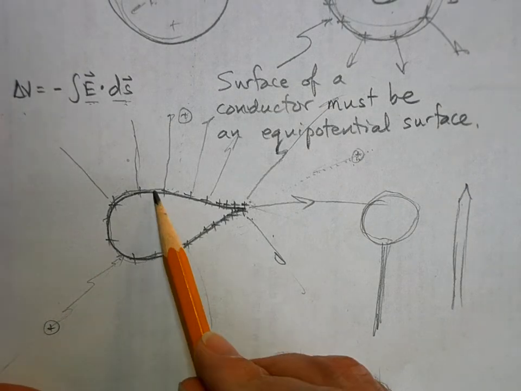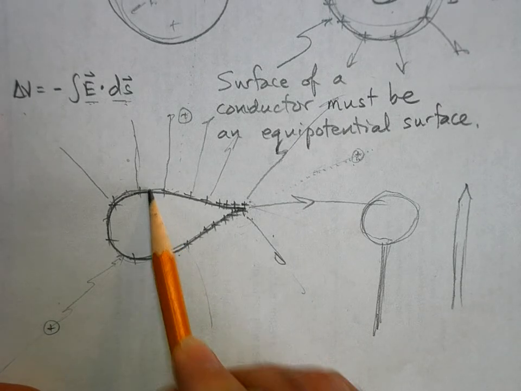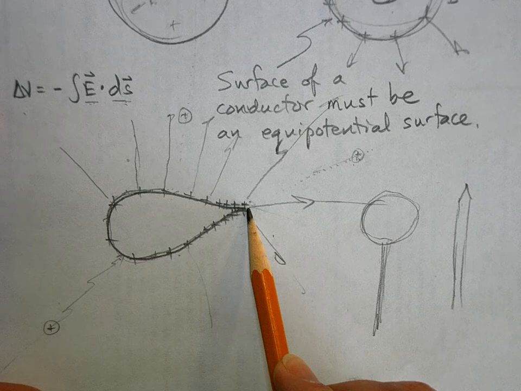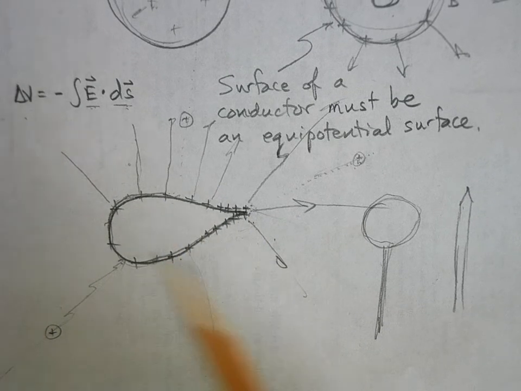If there was a potential difference between this part of the surface and this part of the surface, that would drive a current across the surface that would bring it to equilibrium. So all of this is contingent on the fact that this is an electrostatic condition.